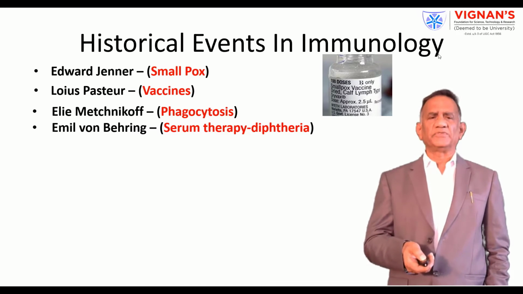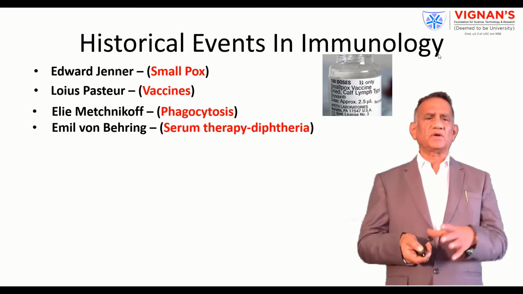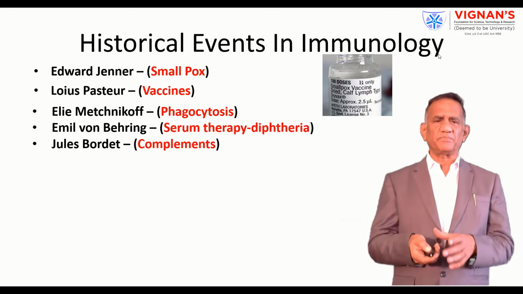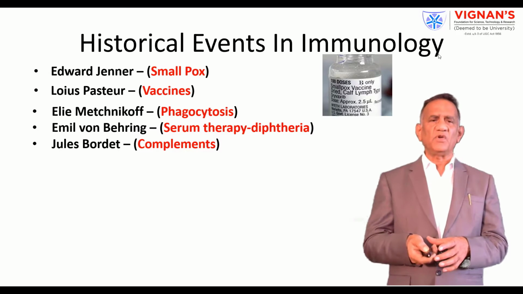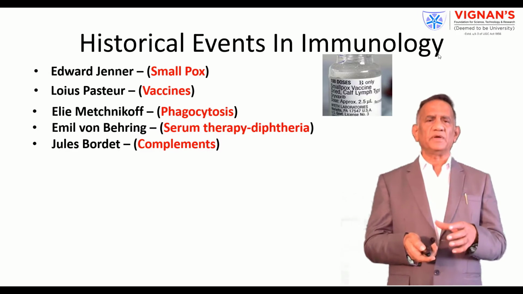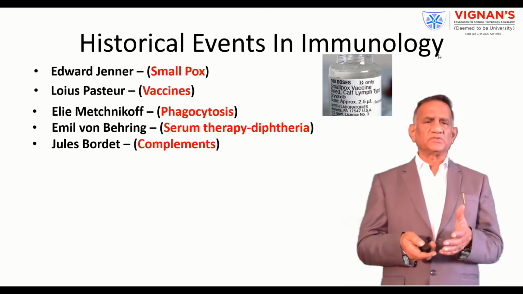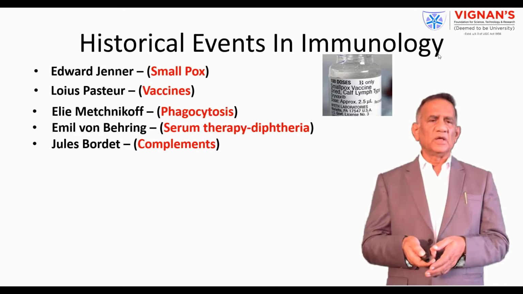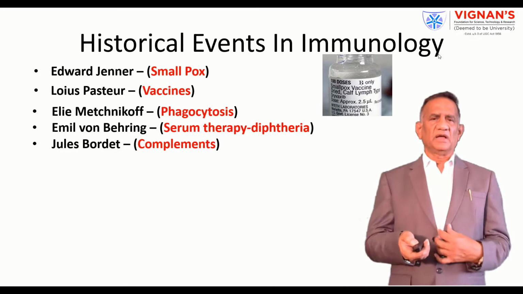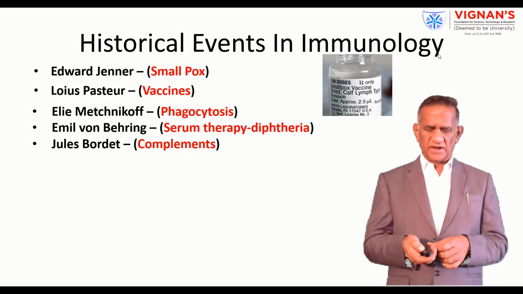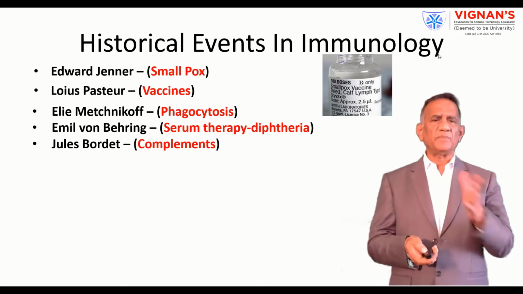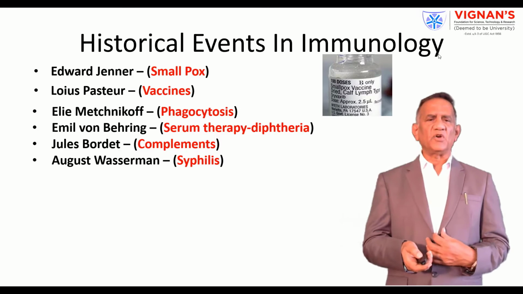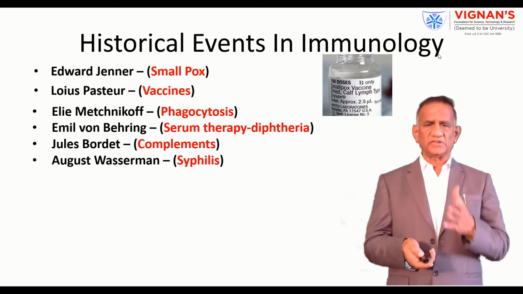Now, Jules Bordet did a good amount of work on complements. The blood contains a good many serum proteins, and a few of them are dormant, silent proteins. Those dormant proteins are activated upon infection. That's what the complements are. We are going to see those details in the coming lecture series. August Wassermann did the syphilis complement fixation test, Landsteiner did the ABO blood groups, and Rodney Porter and Gerald Edelman worked on antibodies.